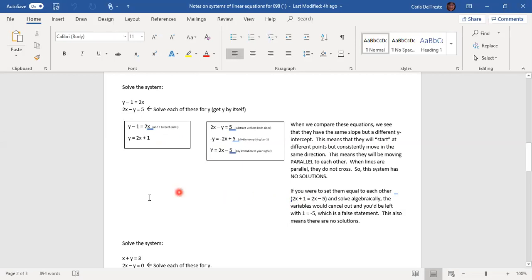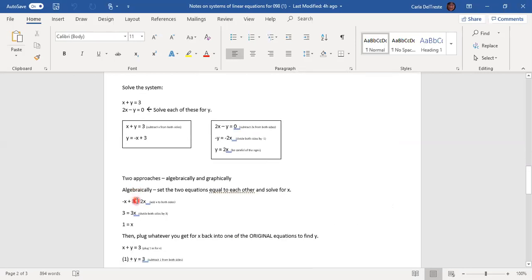So now let's get down to the one that is the most common one. Solve the system x plus y equals 3 and 2x minus y equals 0. So again, first step is get y by itself.